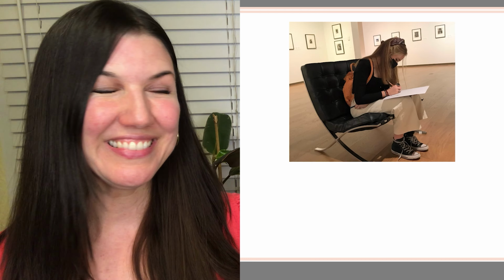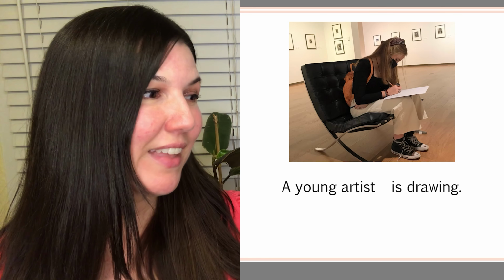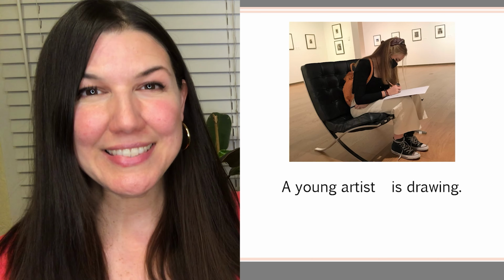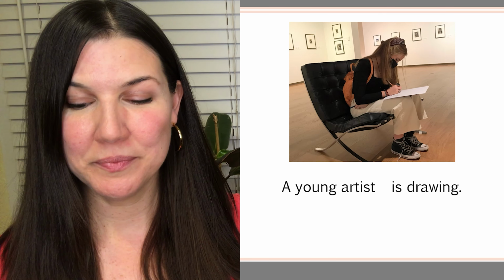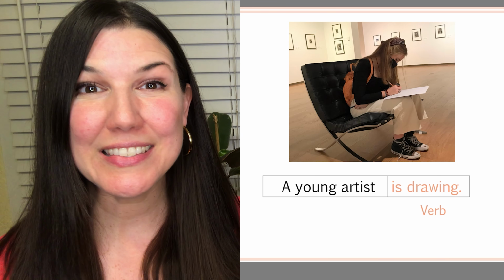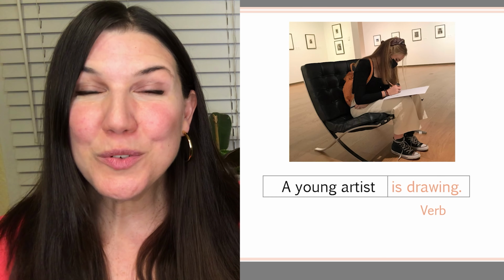I'm going to ask you a lot of questions in these videos, and I want you to give me the answer out loud. So, what do you see? Can you make a sentence about the picture? Maybe you said something like, a young artist is drawing. In this sentence, do you see a verb? The verb is drawing. And how do you know that's a verb?